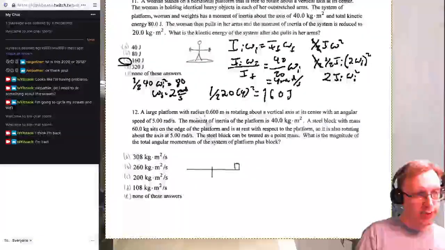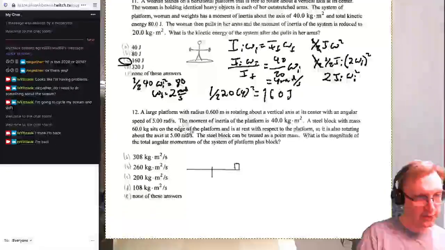A large platform with a radius of 0.6 meters is rotating about a vertical axis with a center angular speed of 5 rads per second. Moment of inertia of the platform is 40 kilogram meters squared. A steel block with a mass of 60 kilos sits on the edge of the platform and is at rest with respect to the platform, so it's also rotating. The steel block can be treated as a point mass. What is the magnitude of total angular momentum of the system of the platform plus block?